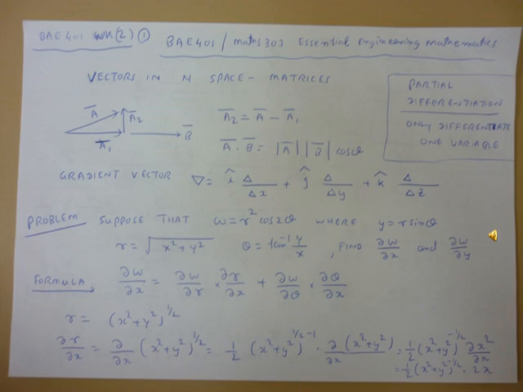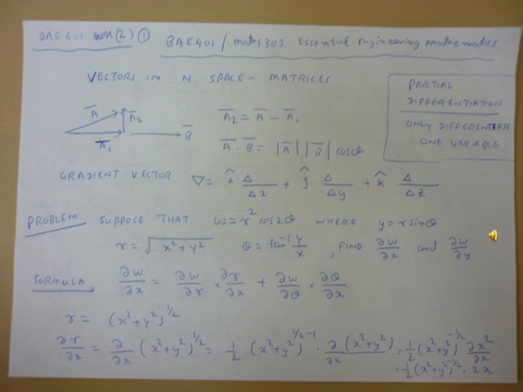In this case, we have to use a formula: del W by del X equals del W by del R multiplied by del R by del X, plus del W by del theta multiplied by del theta by del X. This is the chain rule to calculate the differential.